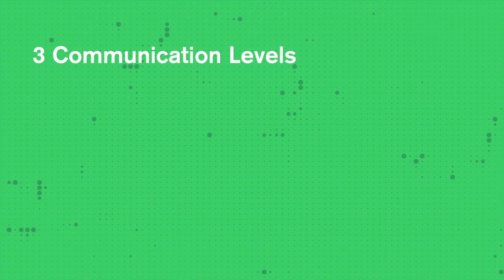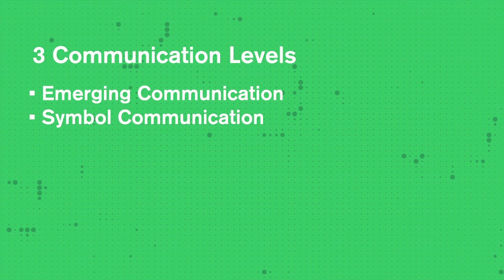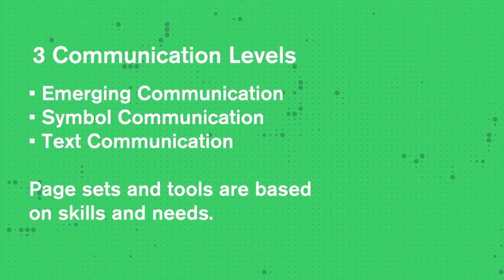Let's review. There are three communication levels available in Communicator 5, and they include emerging communication, symbol communication, and text communication. Each level offers page sets and tools based on the skills and needs of the individual.